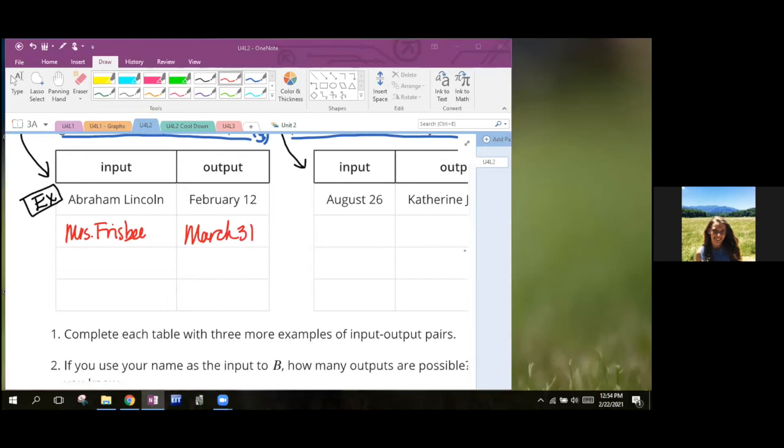Let's see here. Oh gosh, they're going so fast. Go in order. Connor, December 30th. And then Kristen, January 2nd.